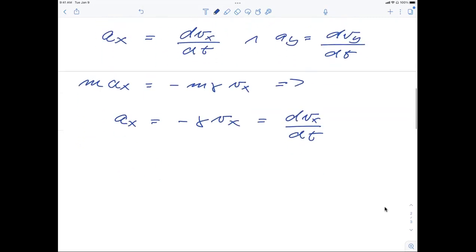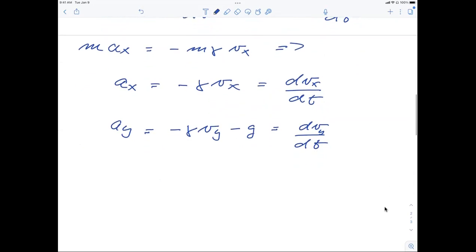I can now do the same with the acceleration in the y direction. So I have now minus gamma v of y, divided by the mass of the object. So I have only the gravitational acceleration. So that gives me minus g here, and that is equal to dv of y of dt.